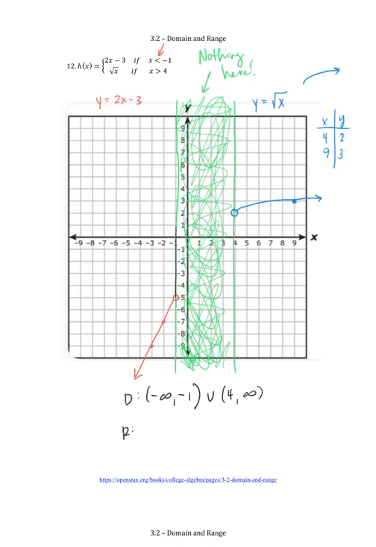The range, hopefully you can see that there's a big gap between here and here where there's nothing happening for the y either. So there's a big gap in the range as well. So for the red, the range is going to go from negative infinity all the way up until -5 with a parentheses. And then there's nothing until you get to 2. So union 2 to infinity. It has an arrow on it. It's going to continue to go up forever.